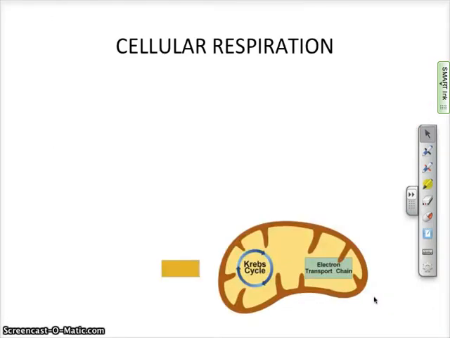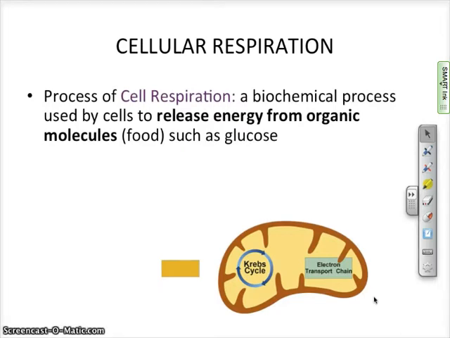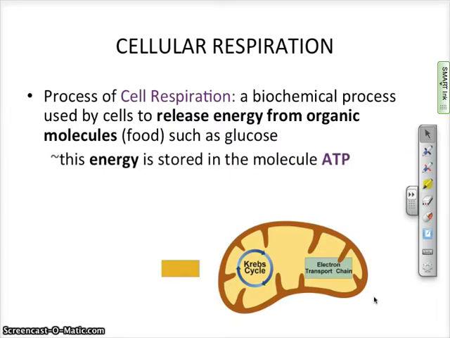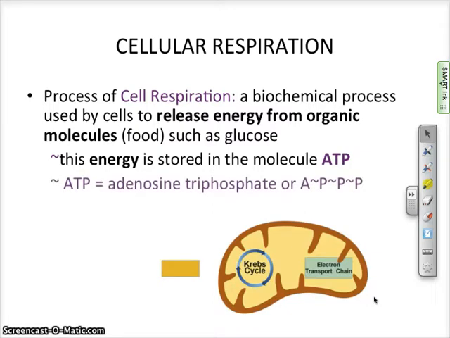So cellular respiration is a process that's used by cells in order to release energy from organic molecules. The organic molecule that we'll be talking about is glucose. The energy that gets released is stored in a molecule called ATP, which stands for adenosine triphosphate. Notice the A from adenosine, tri, T, and P is for phosphate. Triphosphate, just like a tricycle, means 3. So notice there are how many P's here? 3 P's, and an A stands for adenosine.